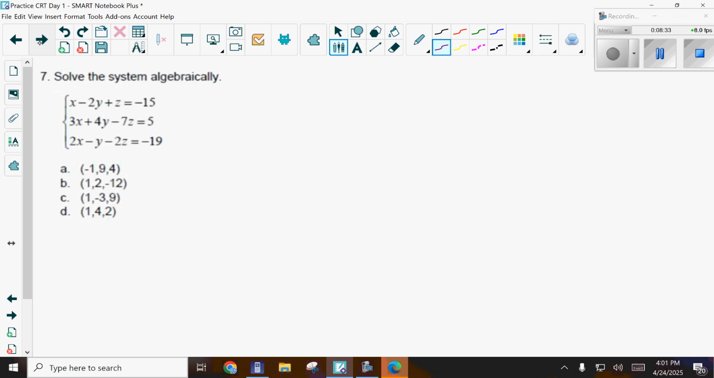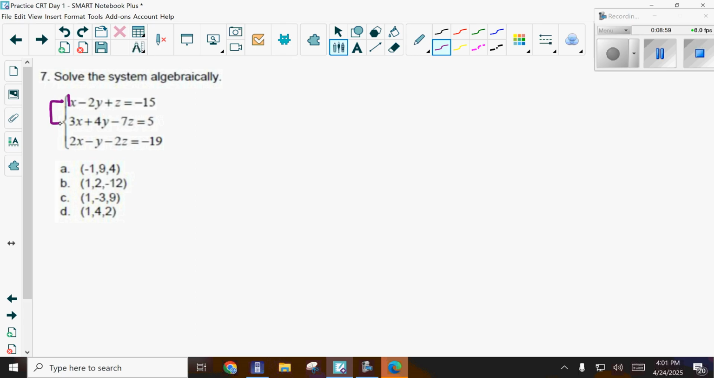Number 7 says solve the system algebraically, and there's a lot of different ways you can do this problem. One way is, let's see, I'll start off with just x. I'll notice this x has a 1 on it. So what I would do is pair up these two problems and multiply the first one by minus 3. The reason why I would do that is to get the minus 3x and the plus 3x to cancel.